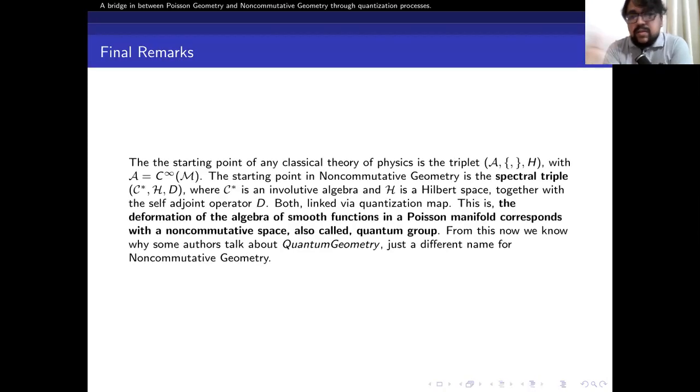So for the final remarks, the starting point of any classical theory of physics is a triplet of the algebra, the bracket, and the Hamiltonian, the algebra being the functions over the manifold. And the starting point in non-commutative geometry is the spectral triple, which is the C*-algebra, Hilbert space, and the Dirac operator. So both are linked by a quantization.